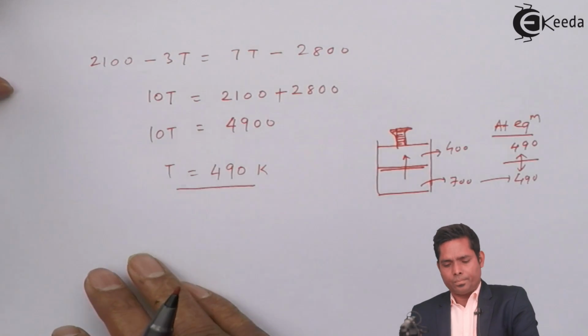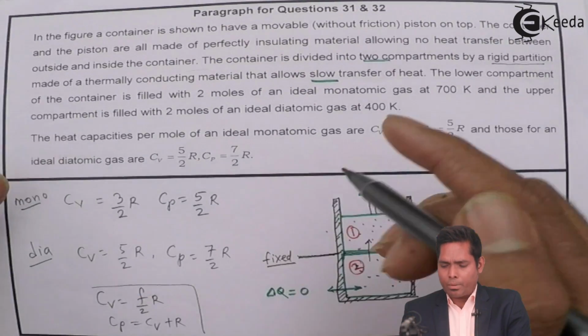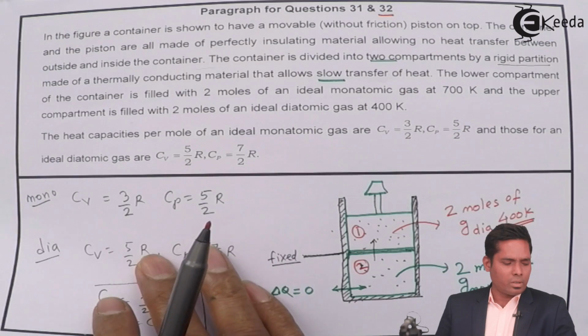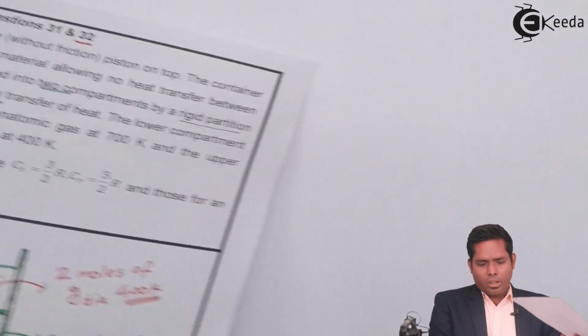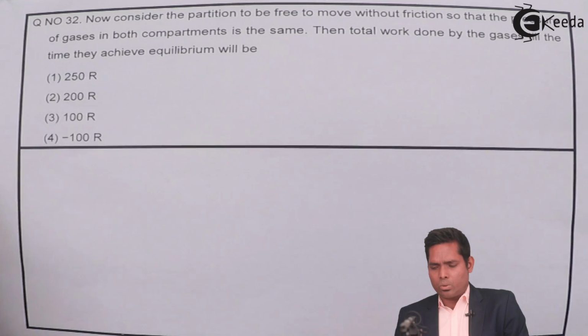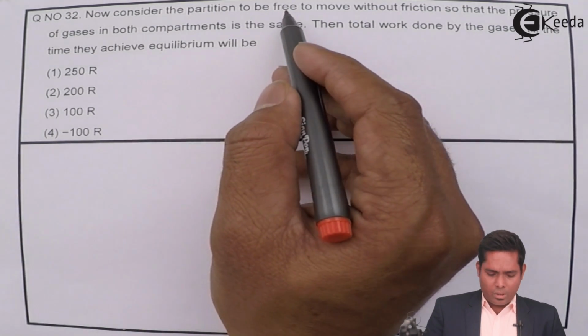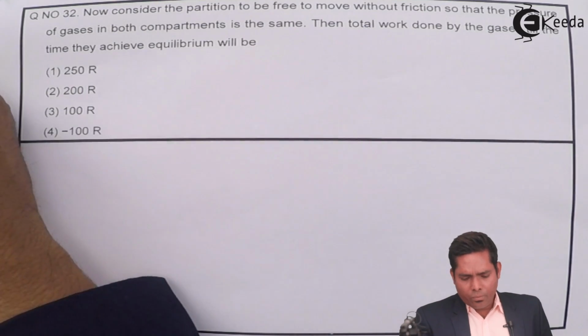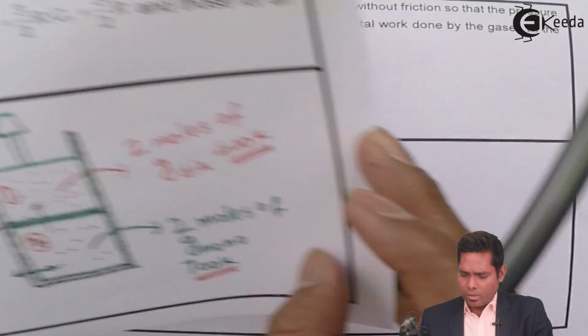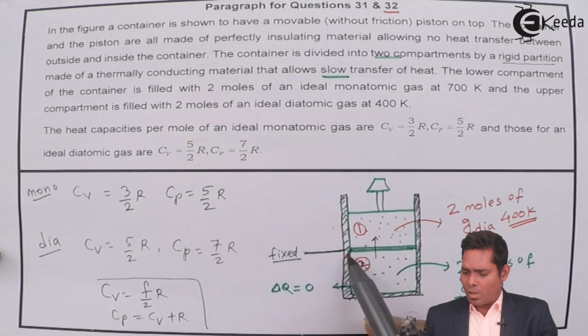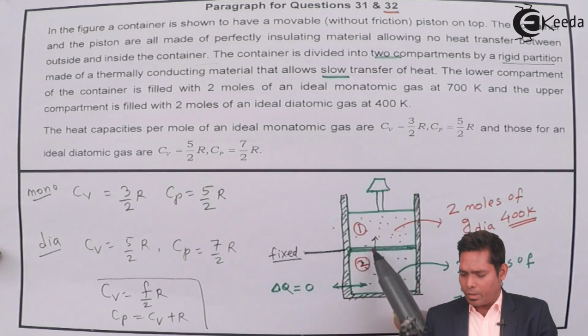Now if I move to the second part of this question, that is a paragraph. For this paragraph we have got two questions to solve, and then we have question number 32. If I see question number 32, what is that? It says, now consider the partition to be free. The partition here is now free. It was fixed before. Now you let it go, it will be free.